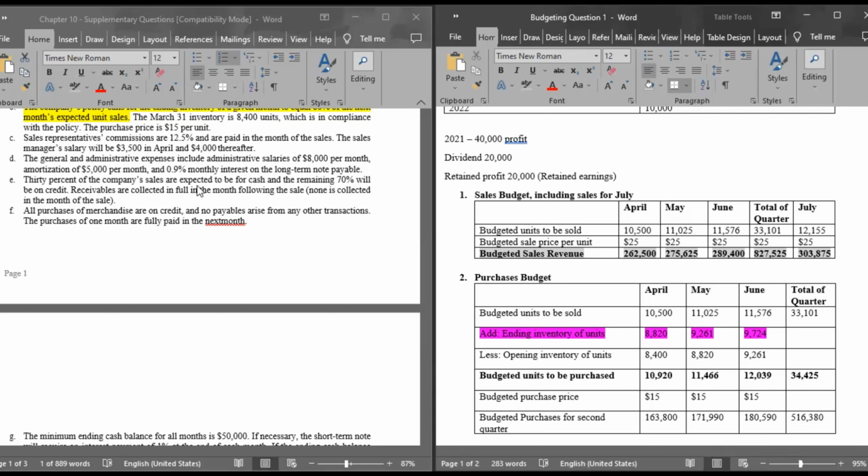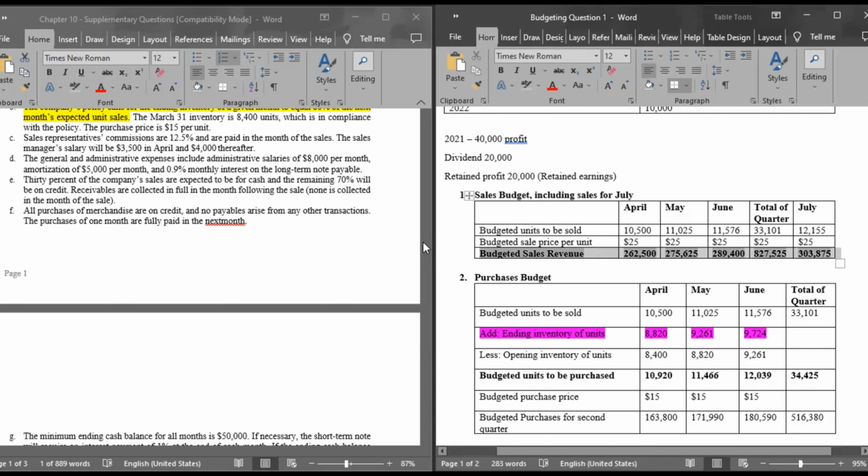And when we need to receive the amount from these credit sales, he is additionally providing you the information in the last line. Receivables are collected in full in the month following the sales. It means 70% of April sales will be on credit and will be received in May. 70% of sales in May is on credit and will be received in June. And 70% of the sales of June is on credit and will be received in July. So this is basically the implementation of the information provided.